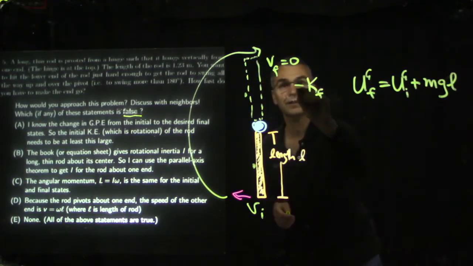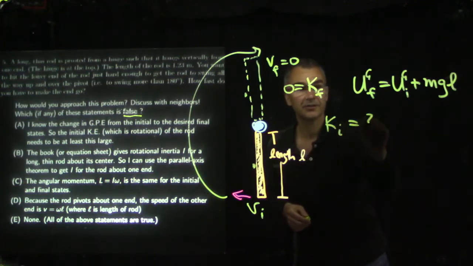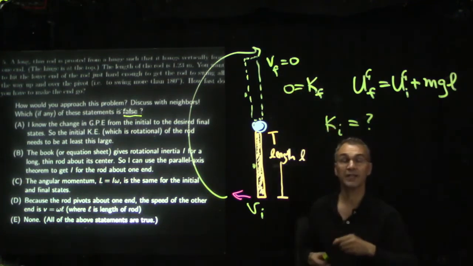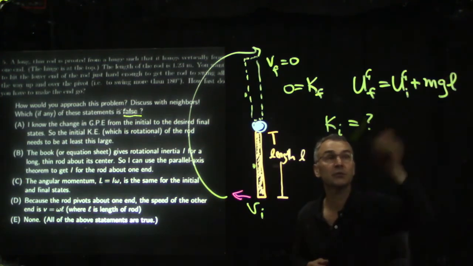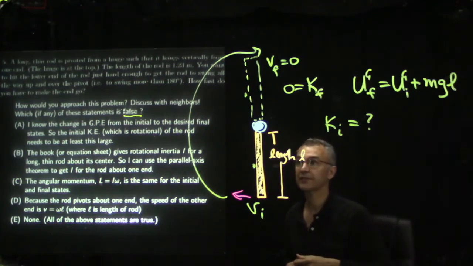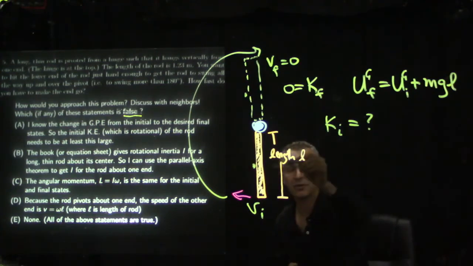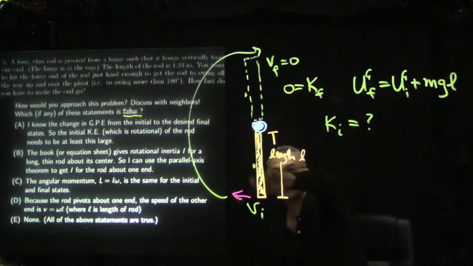So this final kinetic energy is 0. But then the initial kinetic energy is what to make that happen? Well, I guess we know how big the initial kinetic energy has to be. It just has to be equal to mgL. But how do we write the initial kinetic energy? Because there's going to be a translational part, the center of mass is moving, and there's going to be a rotational part because it's rotating about its own center of mass.